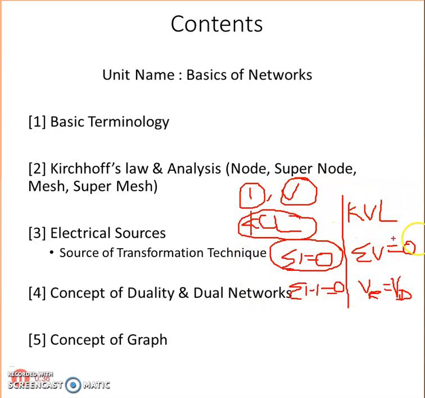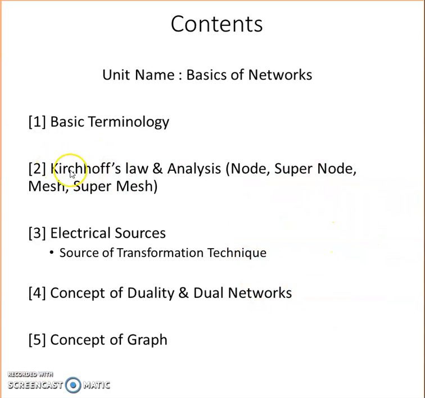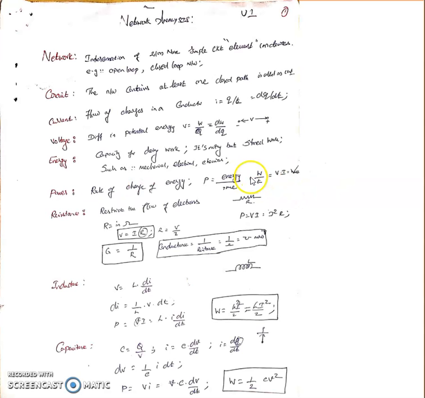So in Kirchhoff's law, KCL says summation of I is equal to 0, and Kirchhoff voltage law says voltage rise is equal to voltage drop. Based on that, you have node analysis, super node, mesh, and super mesh, four methods in all. What is a node?